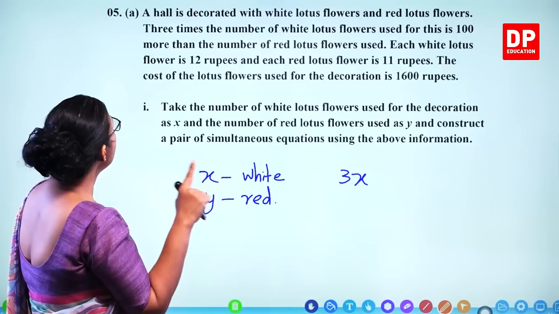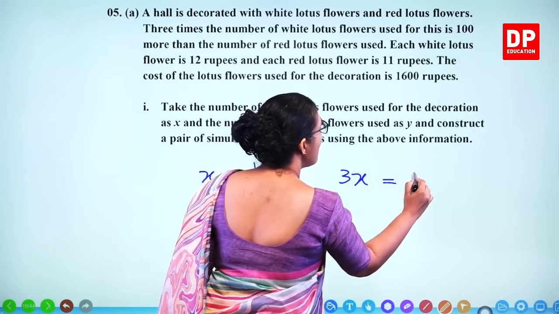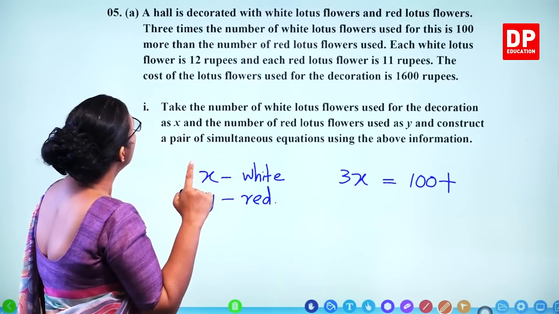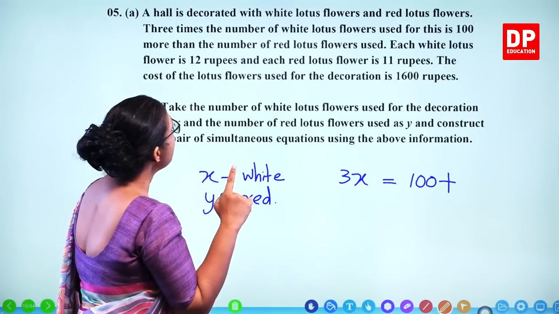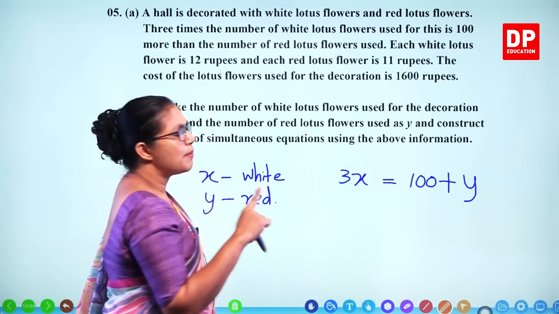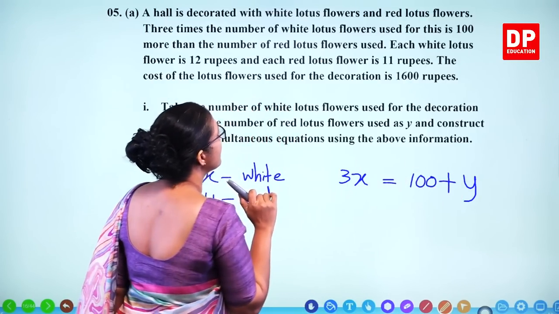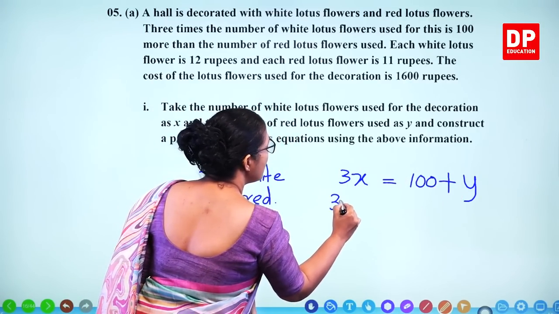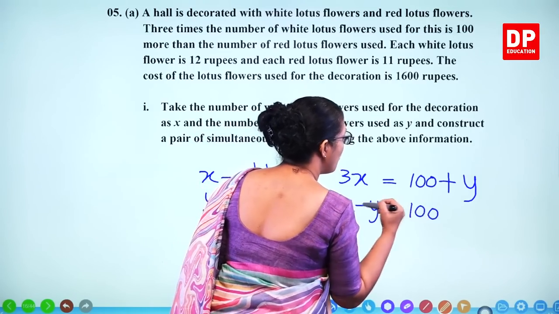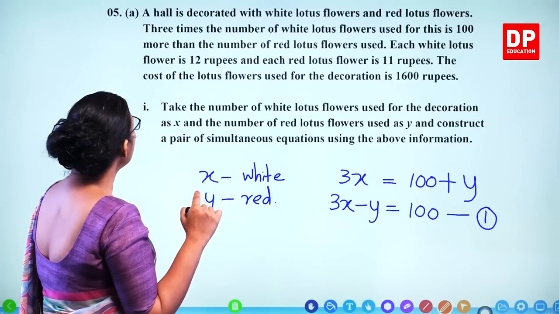This is 100 more than the number of red lotus flowers used. 100 plus y. Or you can take the difference and write 100. So I can rewrite this as 3x minus y equals 100. 100 more. That's our first equation. And what about the second one?